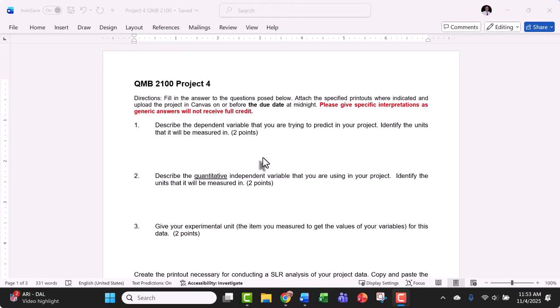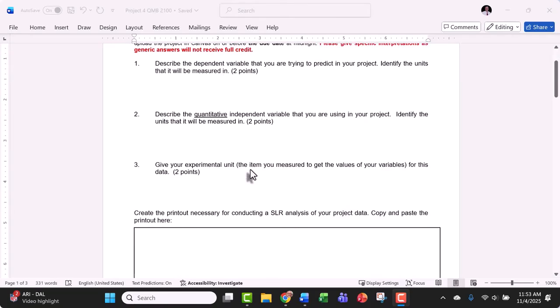So we're trying to predict the price of a car based on the mileage. You've got to sort out which is the dependent variable and which is the independent variable. And then in Project 1, I asked you about your experimental unit. I'm asking it again. It's the same experimental unit you had in Project 1, so go check it out.